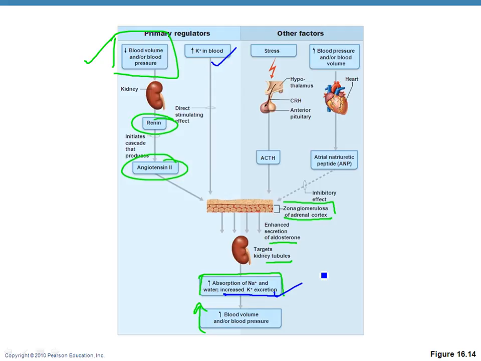Stress. This is another factor. This is if your hypothalamus secretes this corticotropin-releasing hormone, that's going to cause your anterior pituitary to release the adrenocorticotropic hormone, and then that's going to have the effect of excreting aldosterone. If you excrete aldosterone, you're going to have increased blood volume, increased blood pressure.